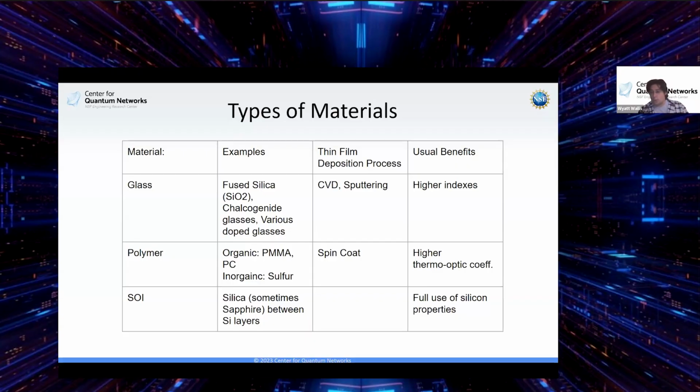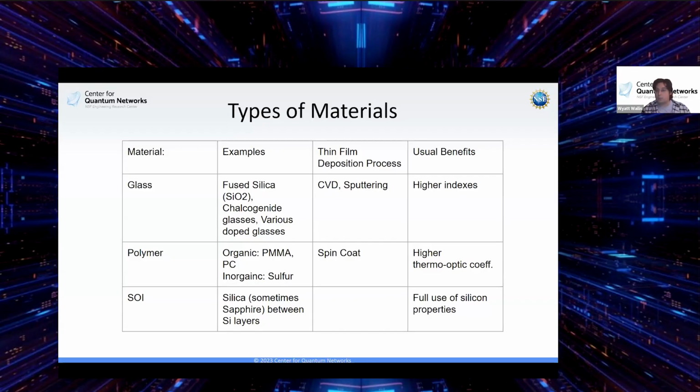So the types of materials that we work with when we try to make these photonic integrated circuits, so waveguides, like we talked about, would be things like glass. So mainly fused silica would be one of the main ones, SiO2. There are some other ideas, or there are some other examples of that.